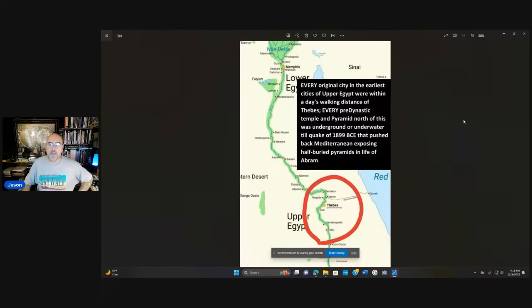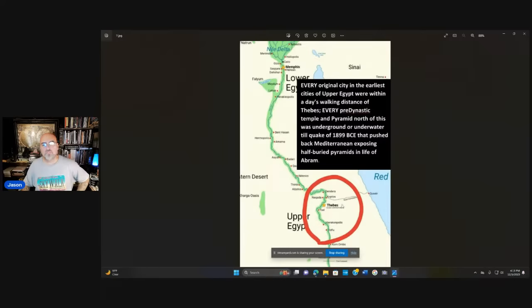Look at this. Every original city and the earliest cities of Upper Egypt were within a day's walking distance of Thebes. Here's Thebes. Within a day, you could walk to any of the other Egyptian cities. This is almost how all ancient civilizations were, because you walked everywhere. Every pre-dynastic temple and pyramid north of this was underground or underwater at one time. All these right here, earthquakes have toppled a lot of these ruins, but the locations of these cities have never been lost.